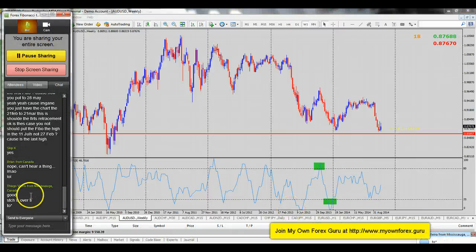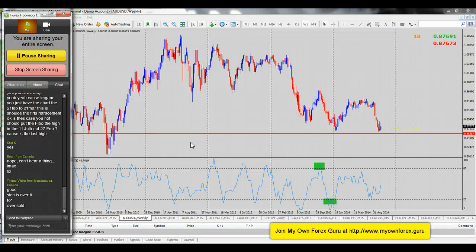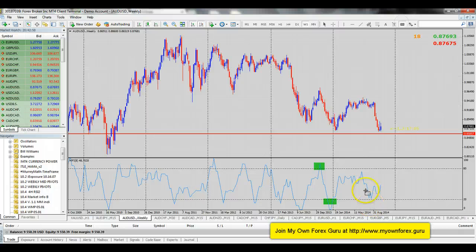I can see a question. Stochastic is over. What do you mean, Tiago? Stochastic is over what? Yeah, stochastic is oversold as well, and money flow index is oversold as well. There's a little W. Things are about to change, and they are. And then when we look at the candles, exhaustion.